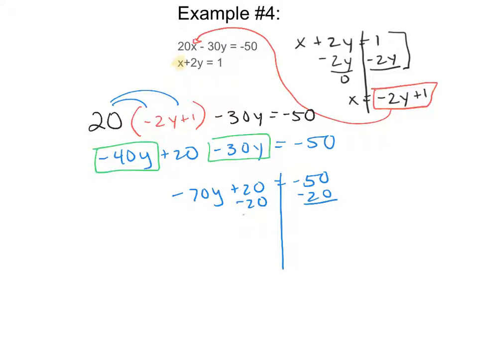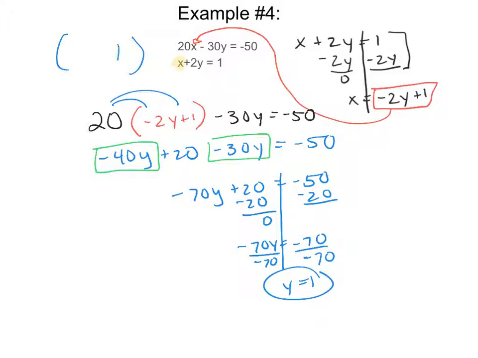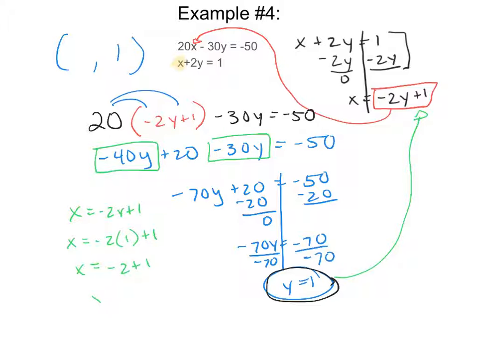Subtract to try and get that y by itself. It'll give me a negative 70y is negative 70. And I can divide by negative 70. And I see that y is 1. Again, I'm about halfway there. Finally, I'm going to take this answer I just found for y, and I'm going to put it back into this equation so I'm able to solve for x. So I will have x equals negative 2y plus 1, and in place of that y, I'm going to put a 1. That would give me a negative 2 plus 1, which is negative 1. So my solution here should be negative 1, 1.